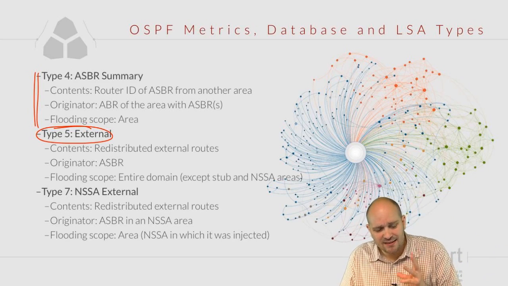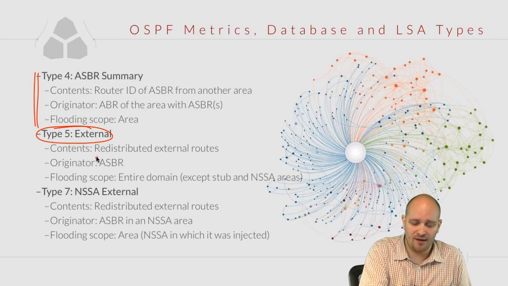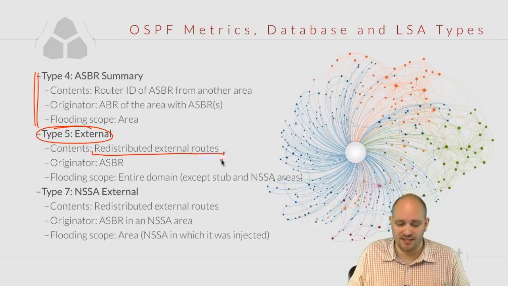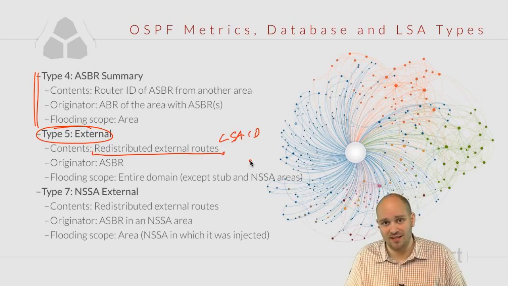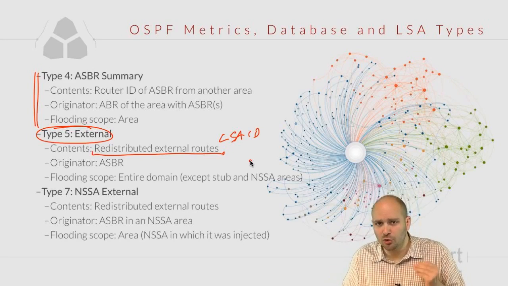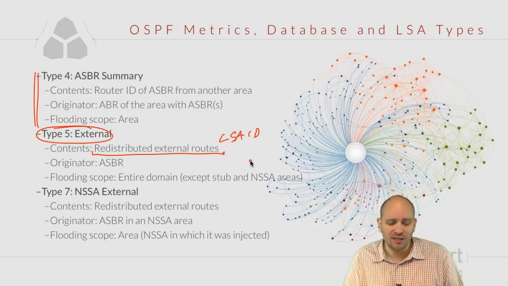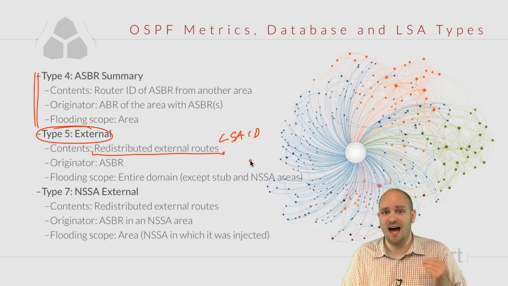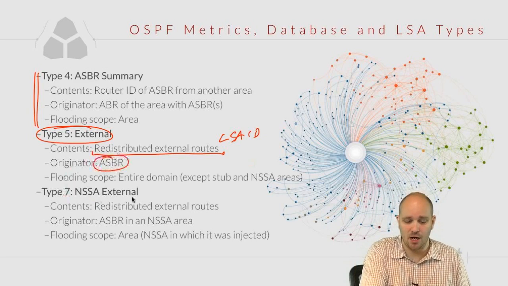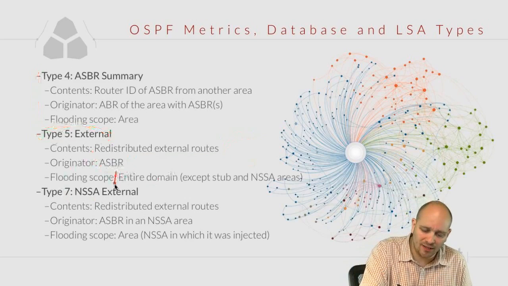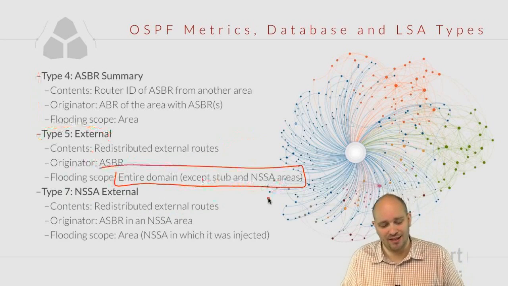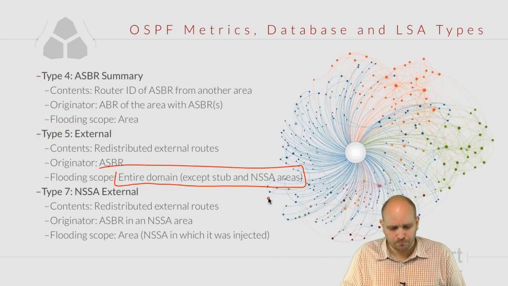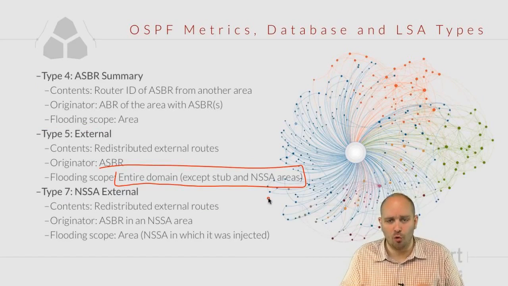Now, these type 5 LSAs will have the information about the redistributed external routes, and the LSA identifier for type 5 LSA will be the actual network that is being redistributed. But we are also going to have the information about the originator, the advertising router, which will be the ASBR in our case. Now, if we take a look at this, the entire domain except the stub and NSSA areas is where these LSAs are going to go out.